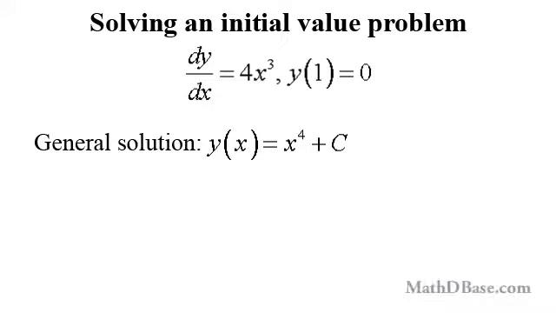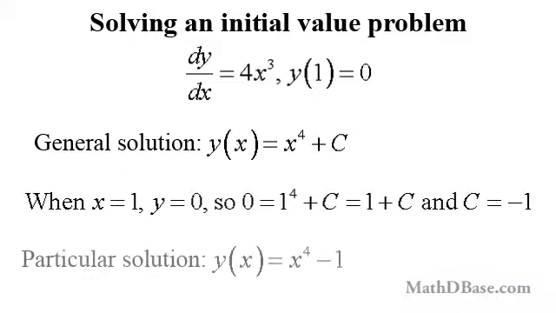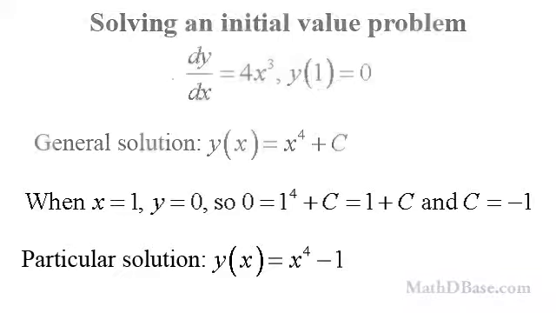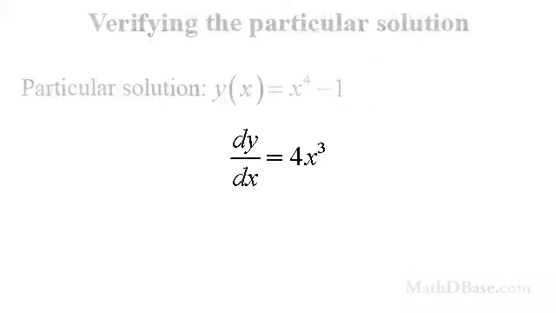Applying the side condition, when x equals 1, y equals 0, so 0 equals 1 to the fourth plus an arbitrary constant, which simplifies to 0 equals 1 plus the arbitrary constant, and the value of the arbitrary constant is then negative 1. The particular solution of this initial value problem is then y of x equals x to the fourth minus 1. Verifying that our solution is valid by taking its derivative, we get dy/dx equals 4x cubed, which is the original differential equation.